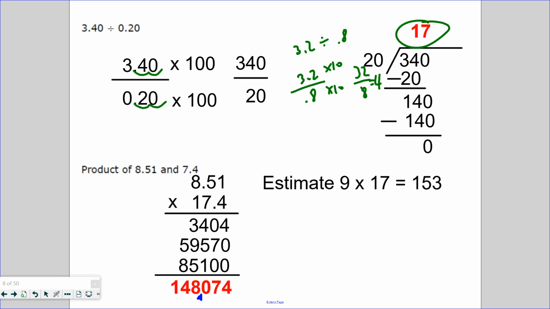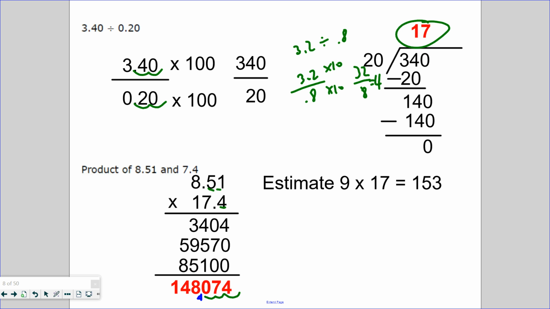So now, do you remember how to multiply decimals? It's been a while. So you just multiply 8 and 51 hundredths times 17 and 4/10. So you multiply, multiply, multiply. When you're reaching this place, you have to annex. So you have to put 2 zeros, or 2 placeholders. So it's 148,074. But where does the decimal point go? It has 3 places behind the decimal point. So you have to jump it 3 places.